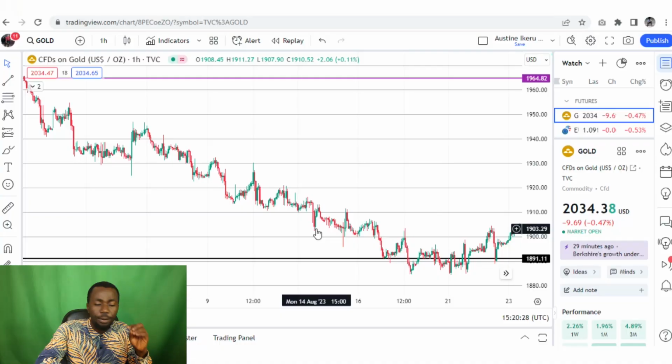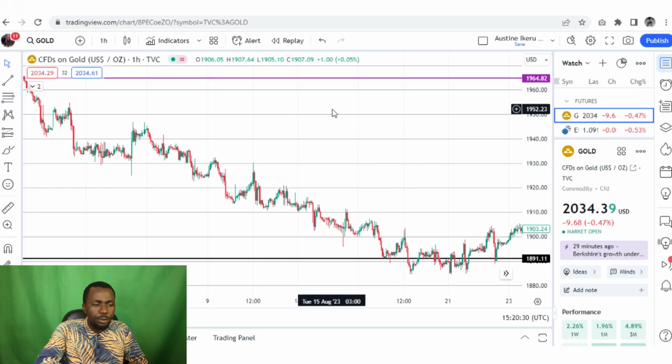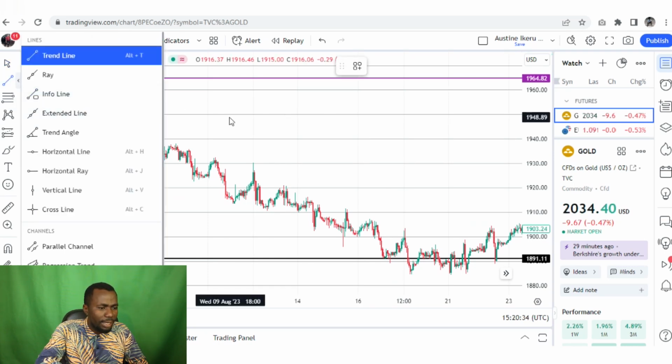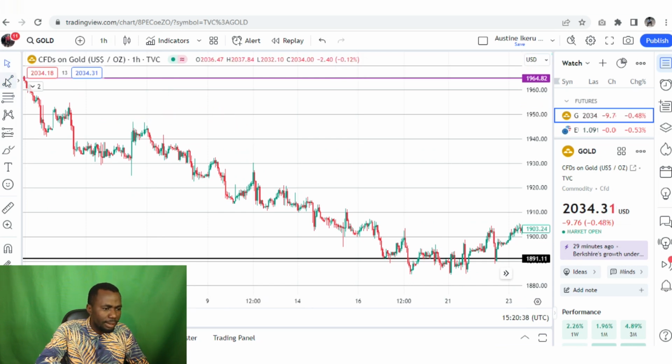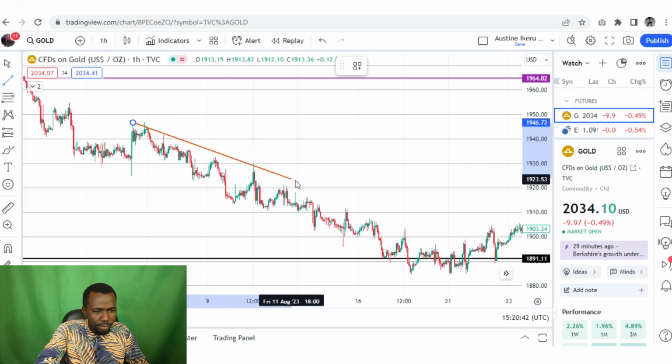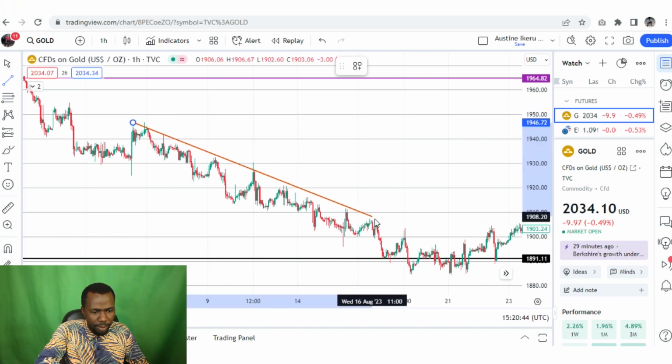You need 2 points to connect your trend line, right? After connecting your trend line on the 2 points, then you need a 3rd touch to confirm the trend line. So you simply go to the tools, plot out your trend line and connect the swing highs, right? So these are the swing highs. Make sure that it's touching.